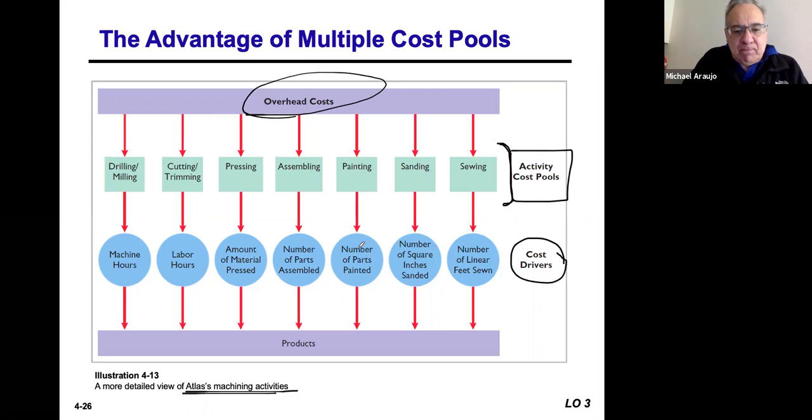And so again, for painting in the middle here, the number of parts painted would be the cost driver. In the assembling area here, the cost driver is the number of parts that need to be assembled. Obviously, the more parts that need to be assembled, the higher the costs are going to be, right? So it really depends on the activity. We can narrow things down for our cost drivers. This is something specific to ABC, activity-based costing, and why it's popular in some manufacturing areas.